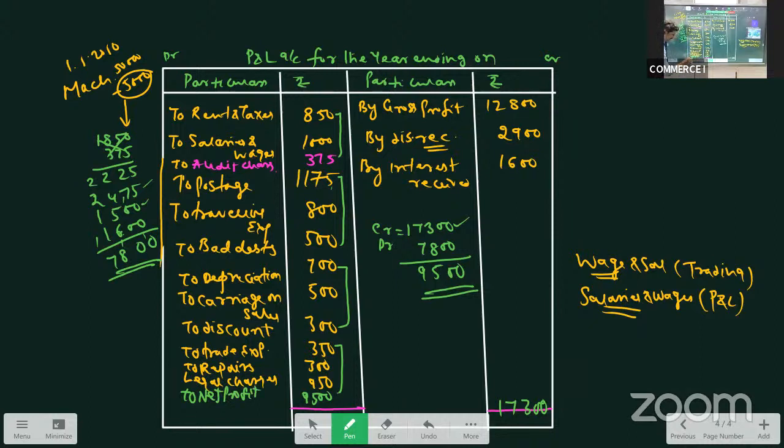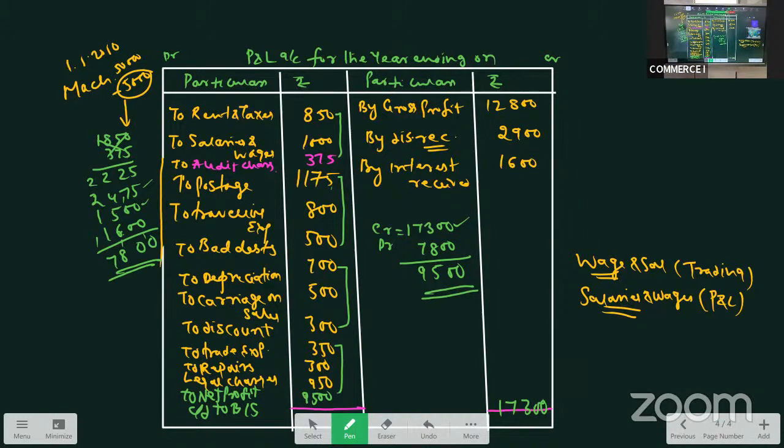Net profit carried down to balance sheet. Right? This is net profit carried down to balance sheet. So we'll show this net profit of 9,500 in our balance sheet. Okay. So this is how we prepare a profit and loss account.